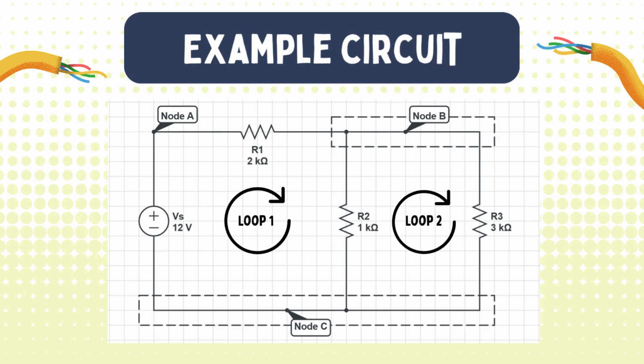Example circuit. This is the example circuit we'll be using. It has a 12-volt source on the left and three resistors. Resistor 1 is 2 kiloohms, resistor 2 is 1 kiloohm, and resistor 3 is 3 kiloohms. We'll be focusing on two unknown nodes called node A and node B.